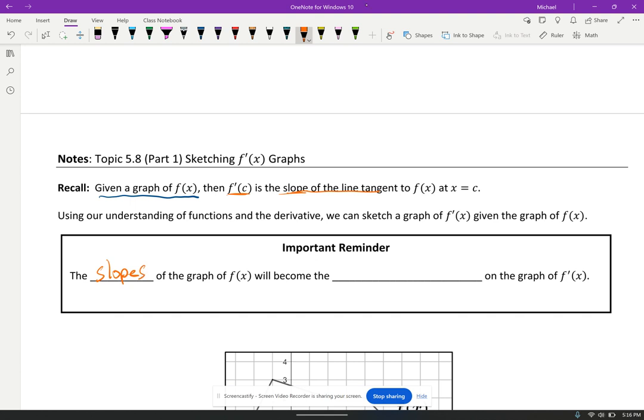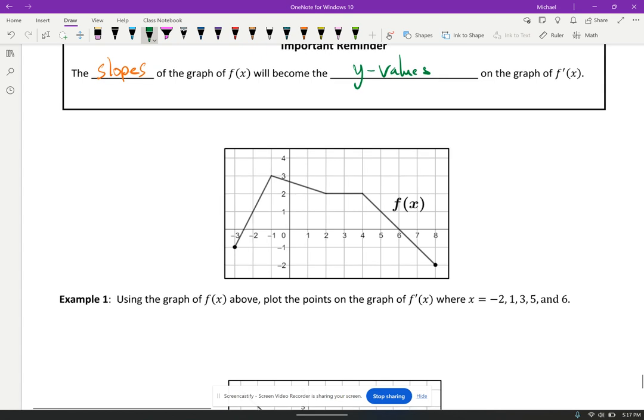So if that's the case, then when we look at the slopes of the graph of f, so if we're given the original graph of the function f, the slopes of that graph are going to become the y values, or the function values, of the graph of f prime. If f prime is the function that finds the slopes at different x coordinates, then the graph of f prime represents the slopes of the original graph of f. So I'm going to use this as our first example to plot some points and see if we can find the slopes at a specific x value.